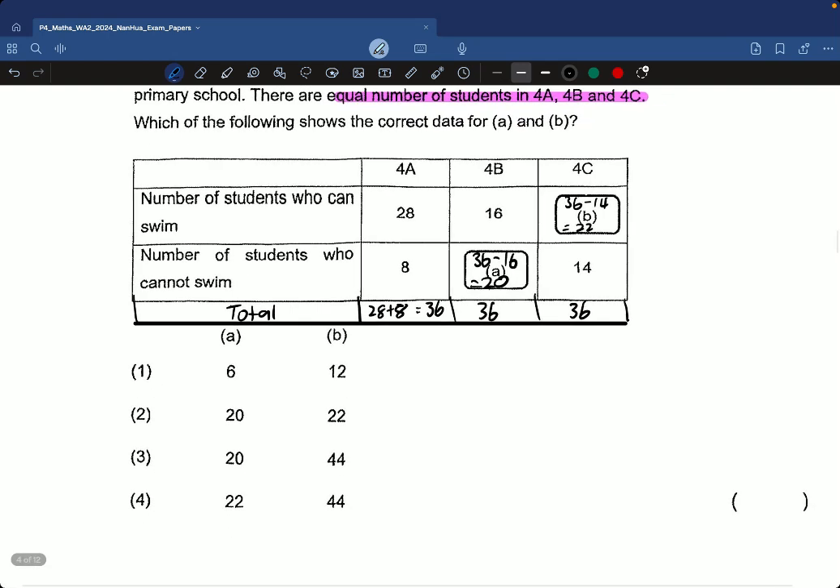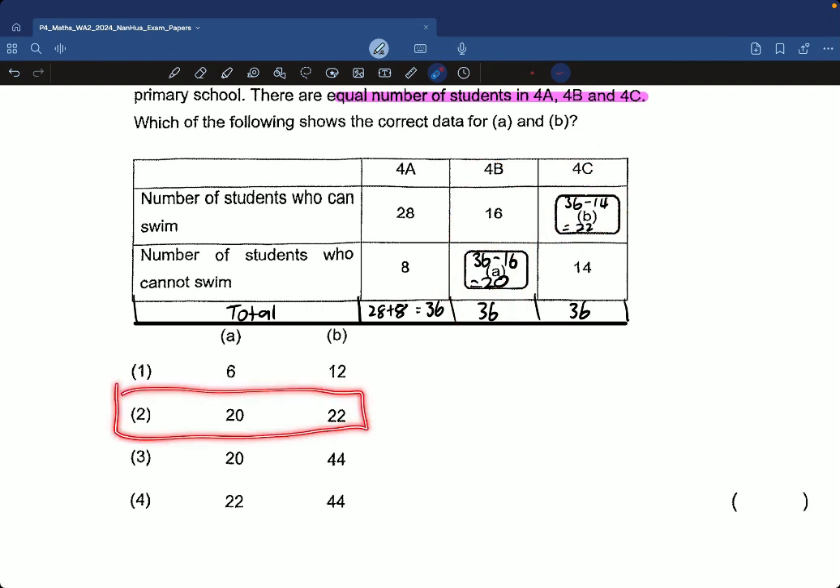So that means for A, it is 20, then 4B is 20 and 4C is 22. So A is 20, B is 22. In this case, option 2 has A as 20 and B as 22. So we can put here 2. So the answer for question 6 is 2.